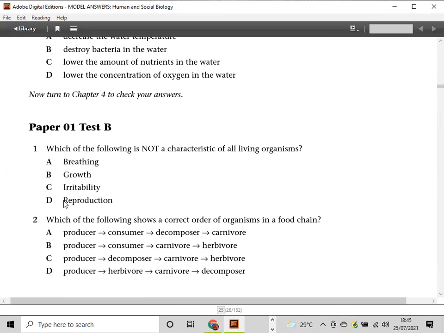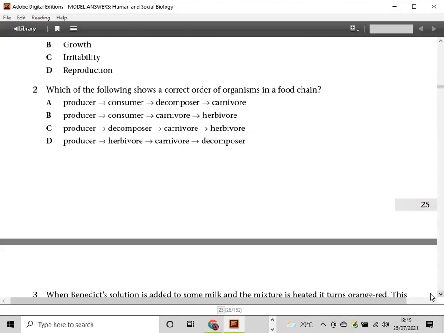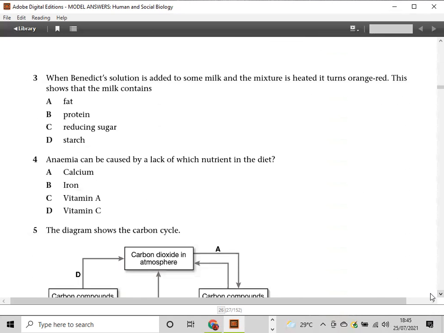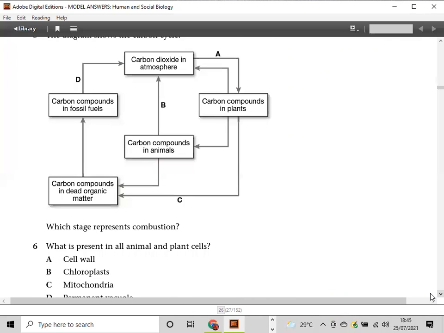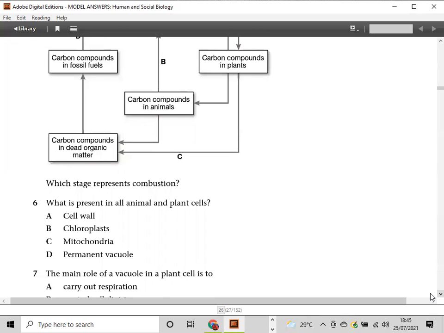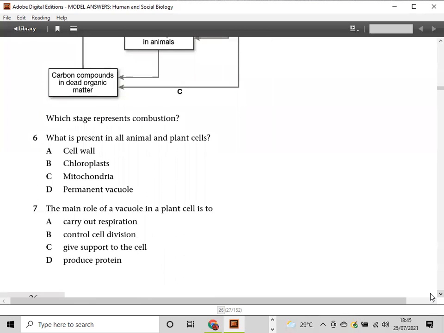So it's A. Number 2 is D. So guys, I'm just gonna call out the number now. 3 is C, and 4 is D. 5 is D. Number 6, which represents an animal and plant, and that would be C, a mitochondria. And number 7 is C, gives cell support.